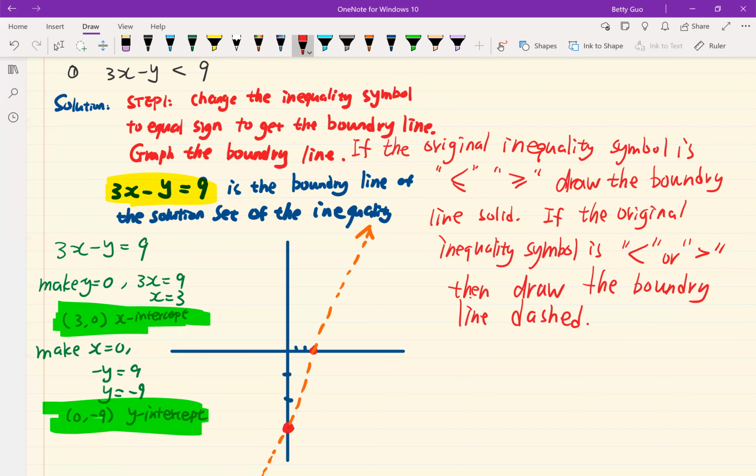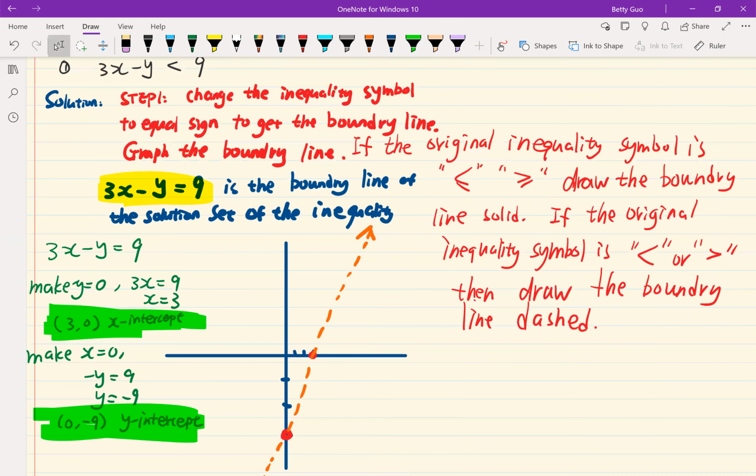Yeah, that's the first step, complete. The first step, change the inequality symbol in the inequality to equal sign. Then you have a straight line, right? That straight line is going to be the boundary line of the solution set of the inequality. And you're going to graph the line. And if the original inequality symbol is less than or equal to or bigger than or equal to, you graph the boundary line solid. Otherwise, you graph the boundary line dashed.